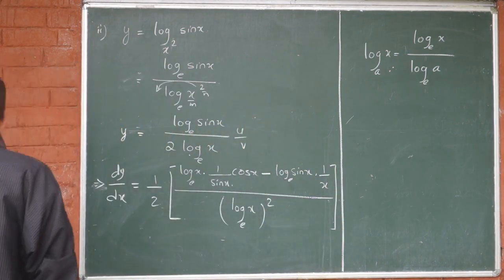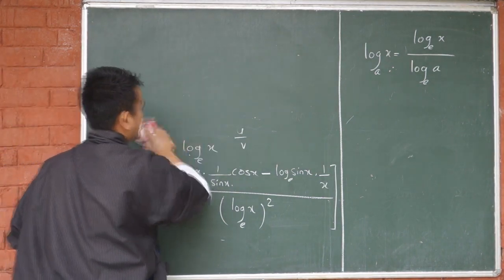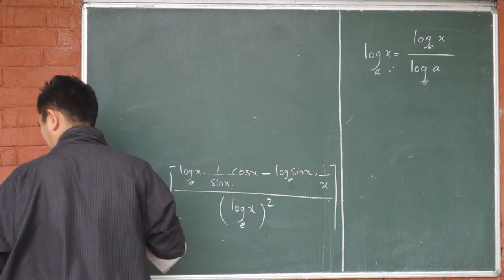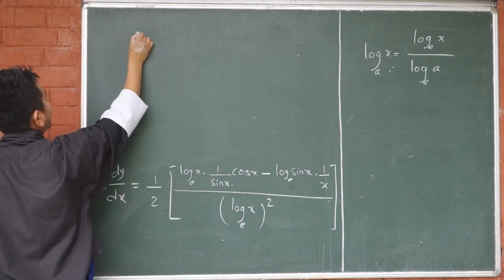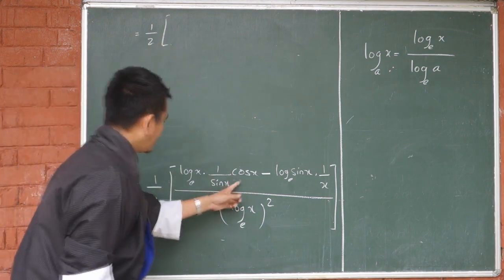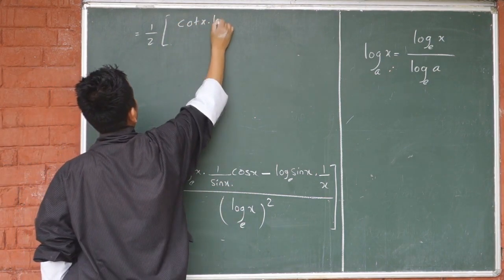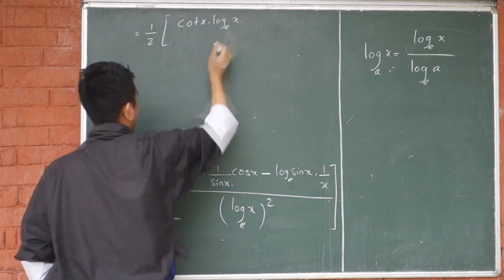Is this okay now? So, 1 by 2 is a constant. Keep this one as it is. Now, what is cos by sin? It is cot x. Cot x times log to the base e of x.